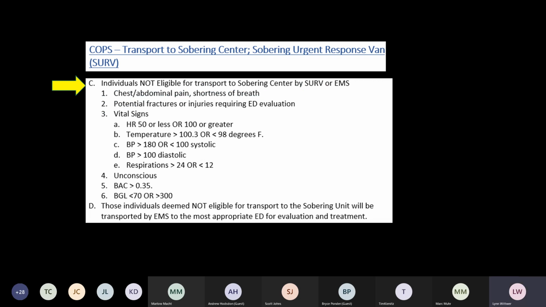And the most important thing is who's not eligible to transport to a sobering center, and basically it's the same rules as who's not eligible to go to an alternative behavioral health center. If they're having chest or abdominal pain or shortness of breath, potential fractures or injuries requiring ED evaluation, vital signs with low heart rate or tachycardia greater than 100, temperature greater than 100.3 or less than 98, and this is all in Fahrenheit. Blood pressure greater than 180 or less than 100 systolic. Blood pressure greater than 100 diastolic. Respirations greater than 24 or less than 12. Unconscious, BAC 0.35 or greater. Blood glucose less than 70 or greater than 300. Those would be appropriate to go to the ED for evaluation.